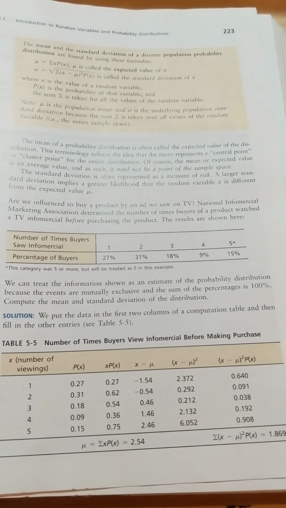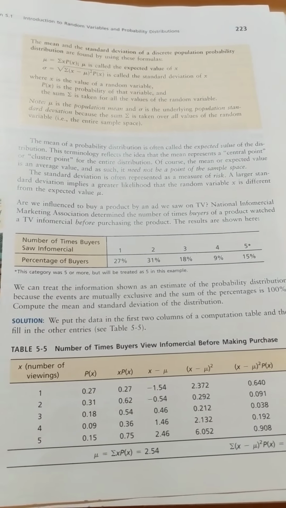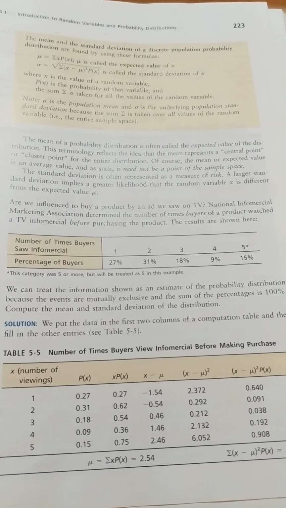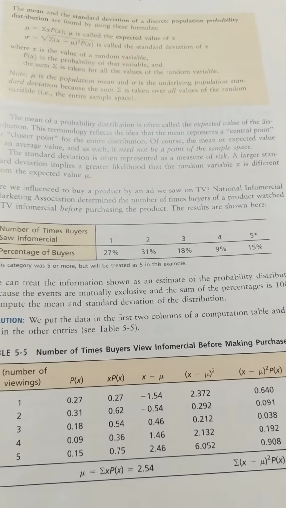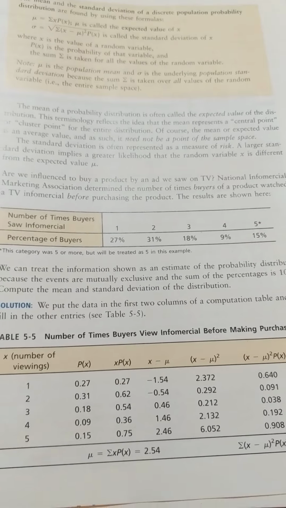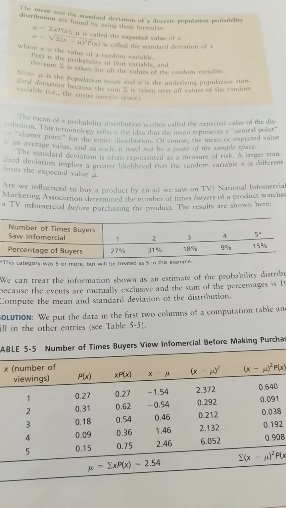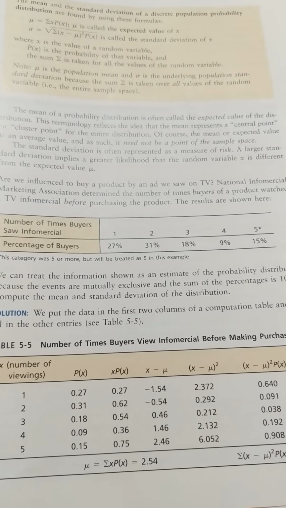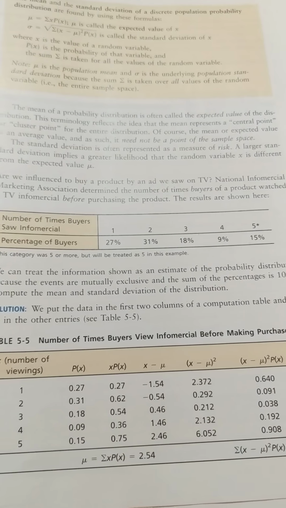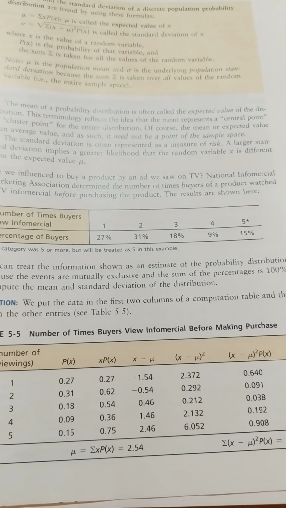Alright guys, today we're going to talk about probability distributions. Example 2 in the text is what we'll be referencing. This table is a probability distribution. What it's saying is that there's an infomercial out there and we want to know, of all the people that bought the product, how many times did they see the infomercial.